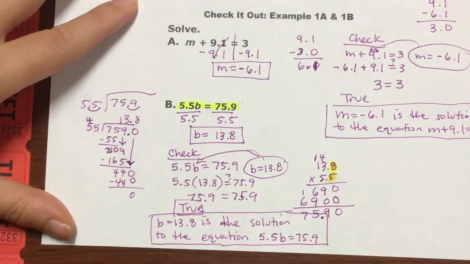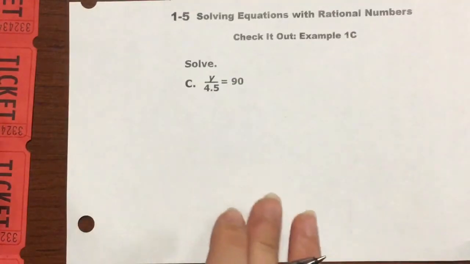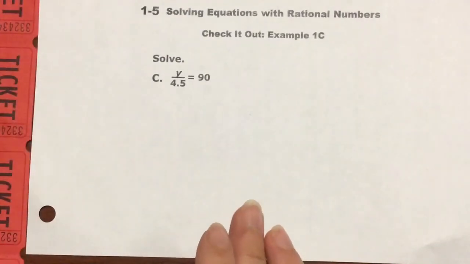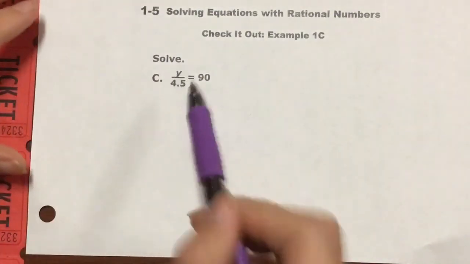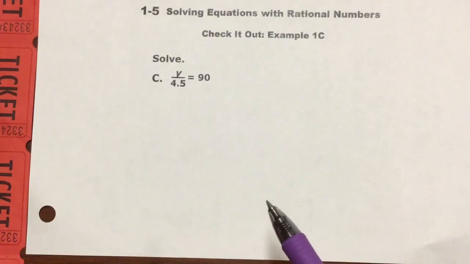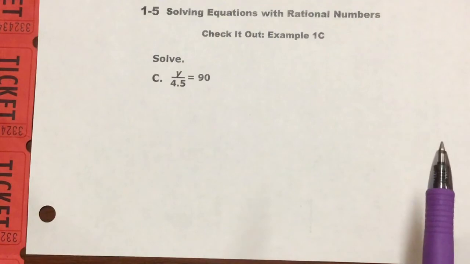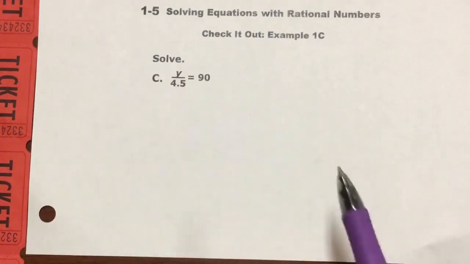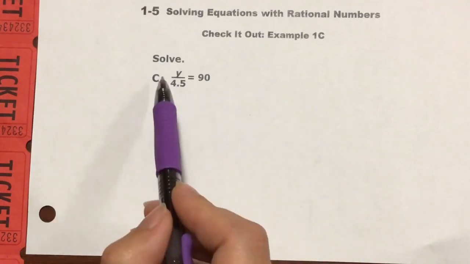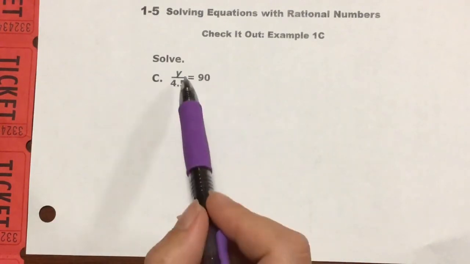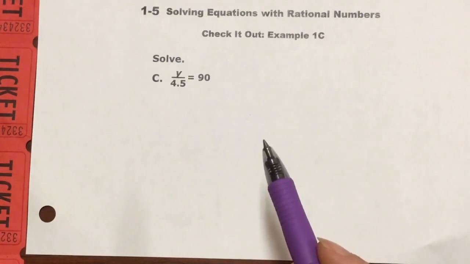You're amazing. Okay, last problem here. Check it out, example C. We are going for it today, people. All right, so we are trying to isolate y, get y by itself. We have y divided by 4.5, which equals 90. Is y by itself? No, it's not. Well, what's around y? 4.5. How is 4.5 related to y? Well, there's this little line there, which means division. So we have to do the inverse operation of division, which is multiplication.